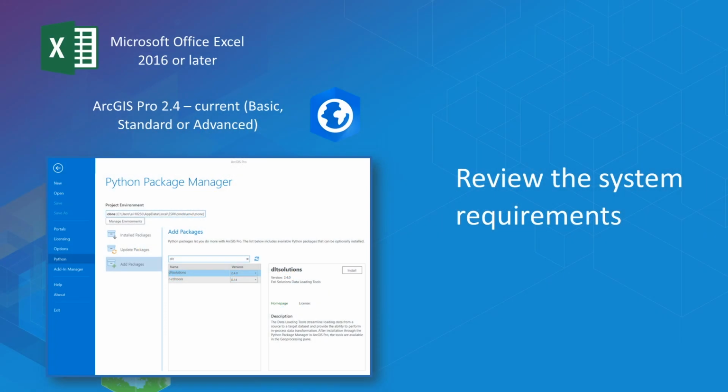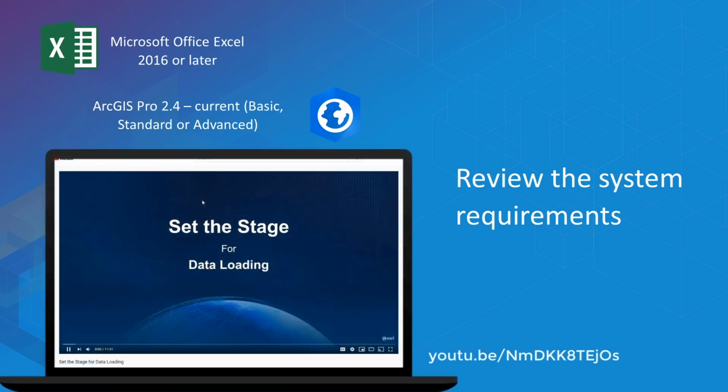So before you begin working with the data loading tools toolbox, you need to make sure you meet the system requirements. So you will need ArcGIS Pro 2.4, or the most current version, and Microsoft Excel at least 2016. Also, make sure you've cloned your Python environment and installed the latest version of the DLT Solutions Python package. For more details on how to do this, watch the video to set the stage for data loading.